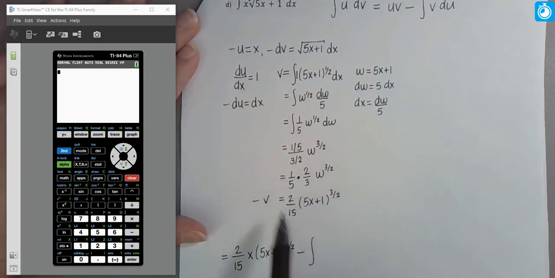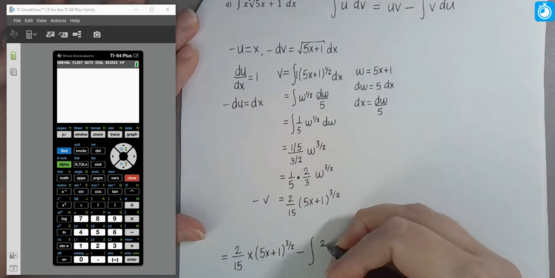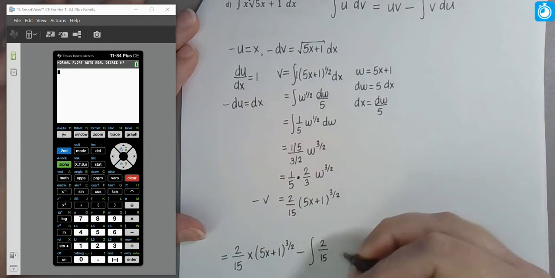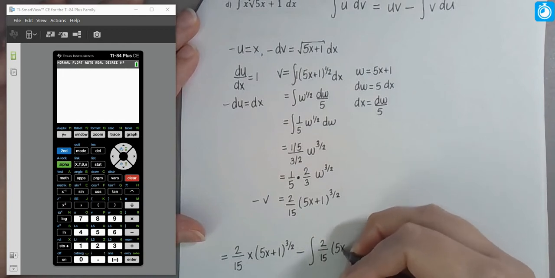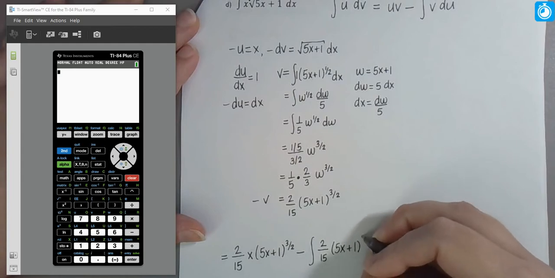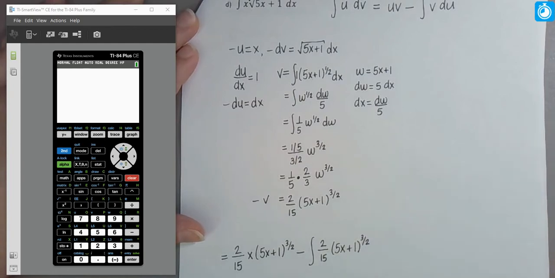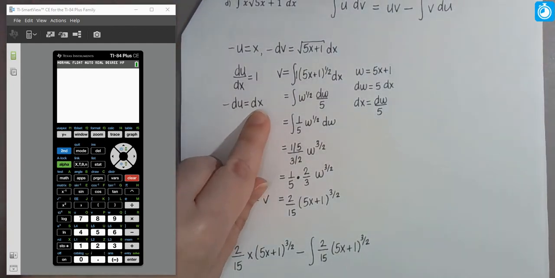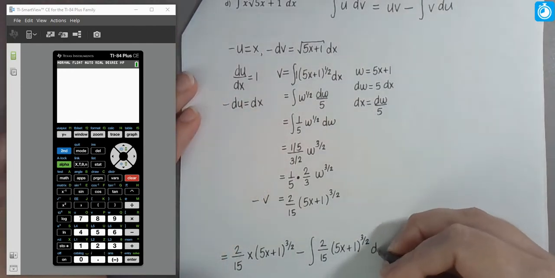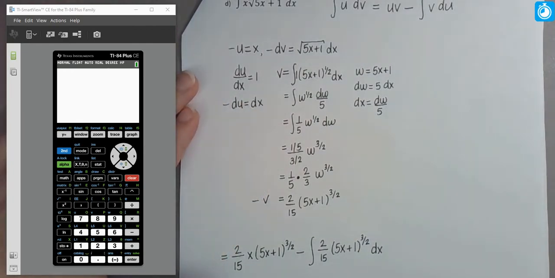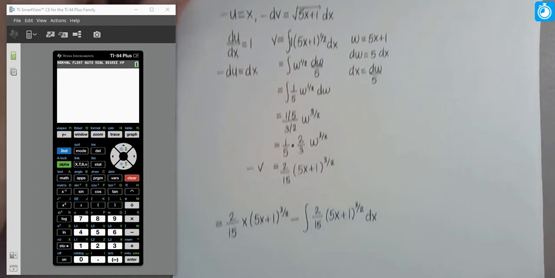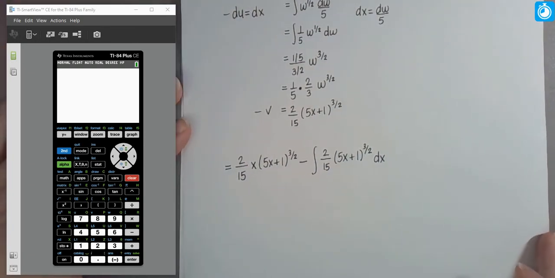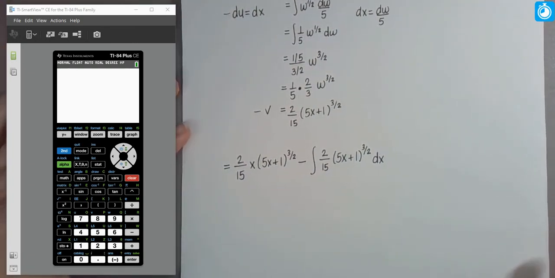Well, here's our v. So we have 2/15 times (5x plus 1) raised to the 3/2, and du is now just dx. So what do we think? Can we integrate this? Well, it looks to me like this is just another substitution problem. This is just substitution again.